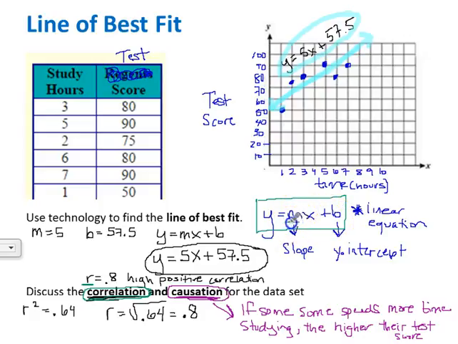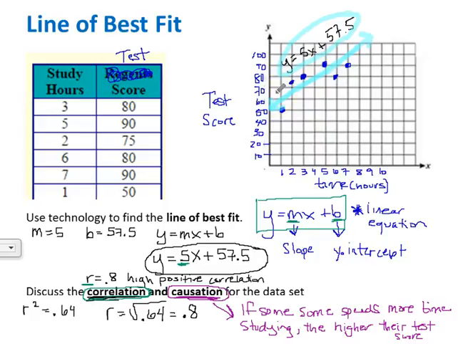You need to know that the m represents your slope and b represents your y-intercept, or where it crosses your y-axis. In this case, our y-intercept was at 57.5, meaning that somebody who spends 0 hours would get a grade of 57.5. And our slope of 5 tells us that each hour somebody increases their time spent studying, their grade will go up 5%. Each increased hour spent studying increases your test score by 5%.